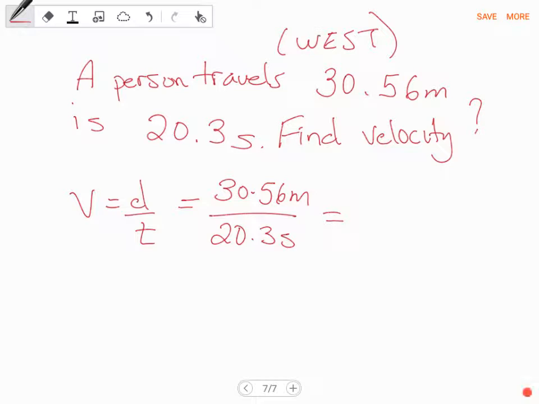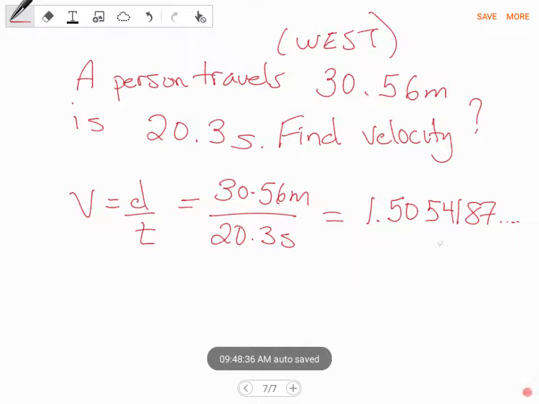Now, if you use a calculator, it's simple division. You go 30.56 divided by 20.3. And you get a number that is 1.50544187, and it goes on and on and on, and that would be in units of meters per second. Now, the one general rule we can use in this course is I want you to look at the question and find the piece of data with the least number of significant digits.